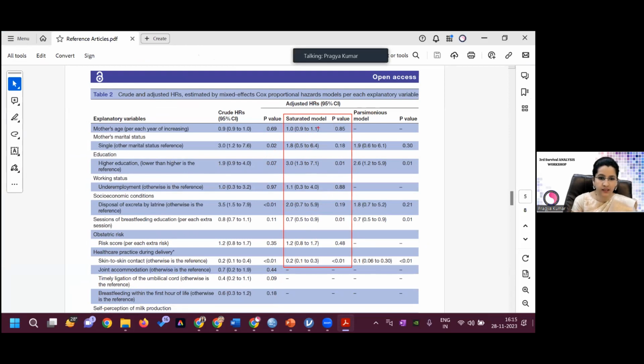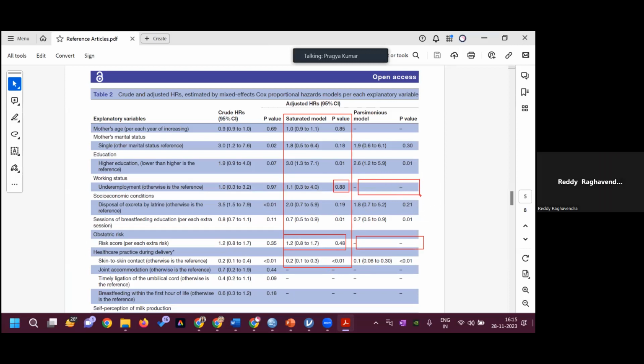And in this saturated model, where they have taken all the values, you can see this one, this variable was more than 0.2. So they have not taken it here in the parsimonious model. Similarly, they have taken all these three. This is again 0.8, so it is more than 0.2. That's why they have not taken it.